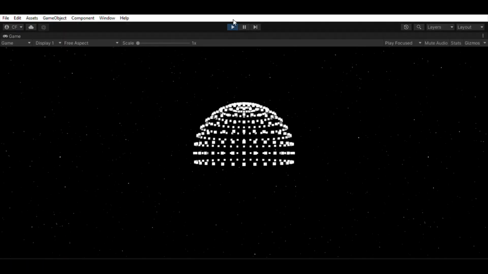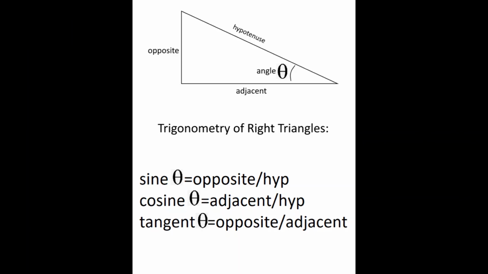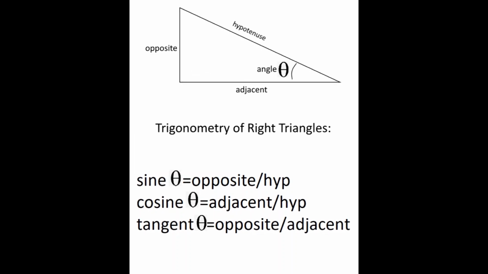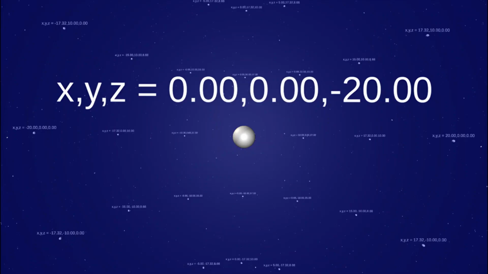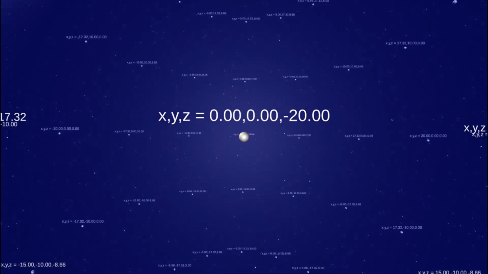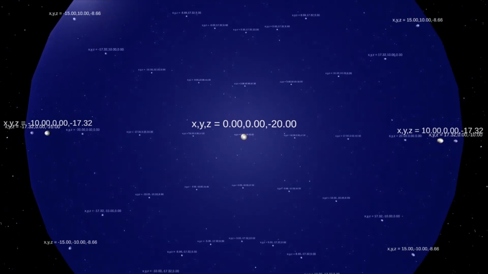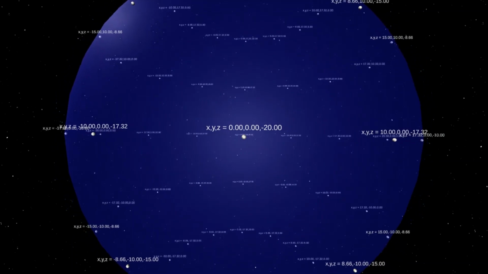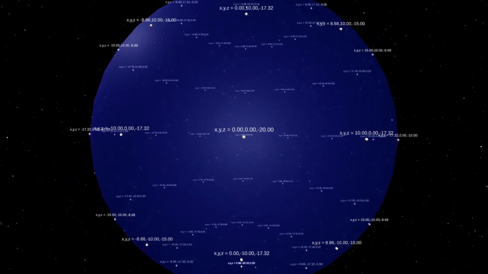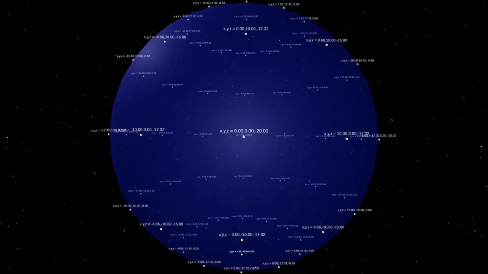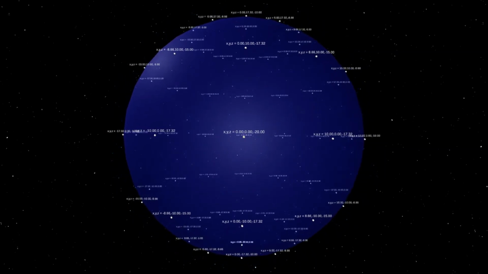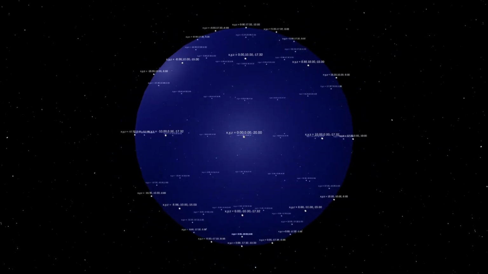Let's find the points on a sphere. Time to brush up on some trigonometry. We need to find X, Y, and Z components of the vertex point. We can find them using trigonometry functions since we have the angles and one side length, the radius.